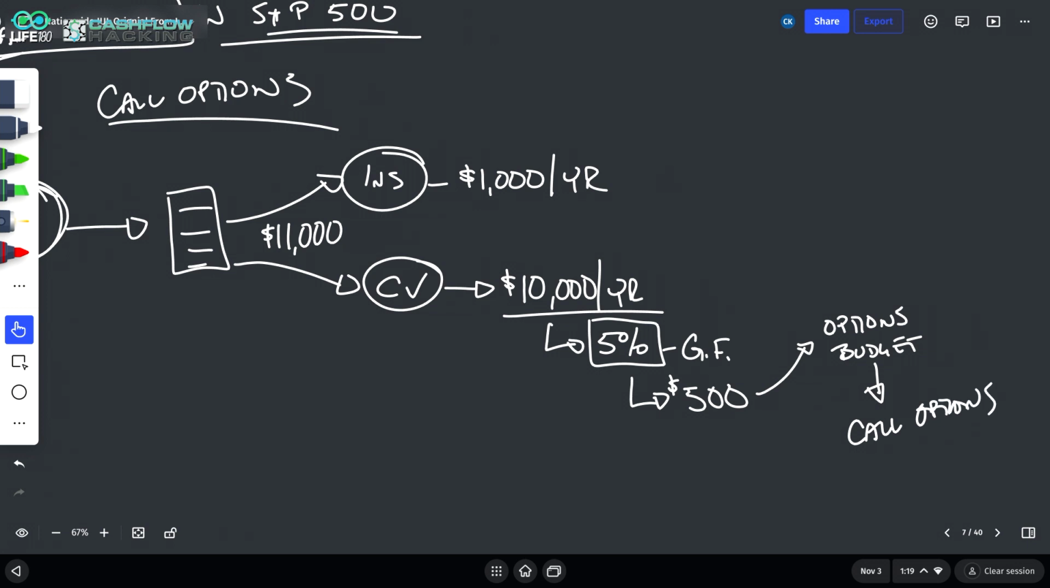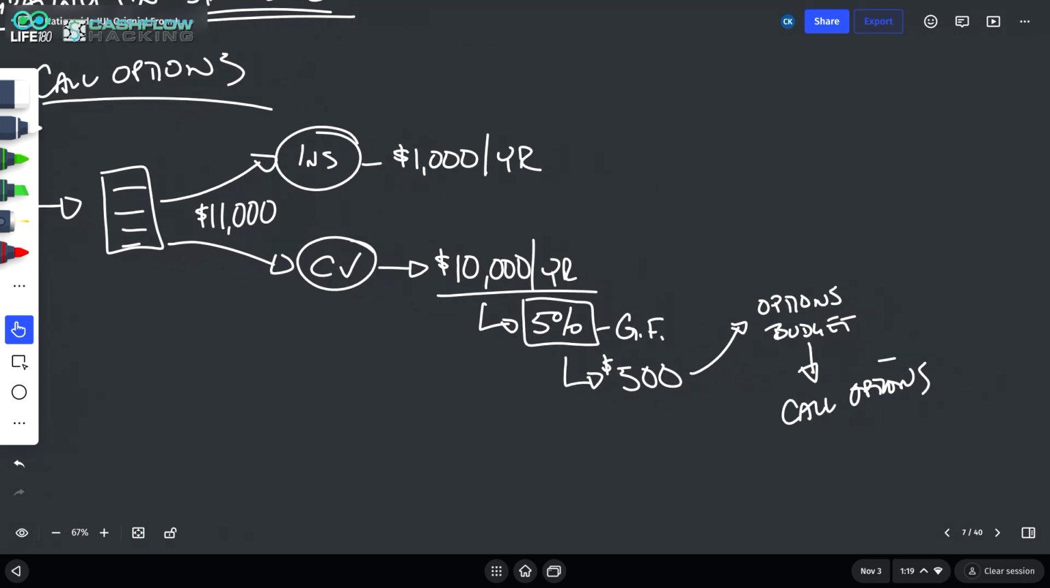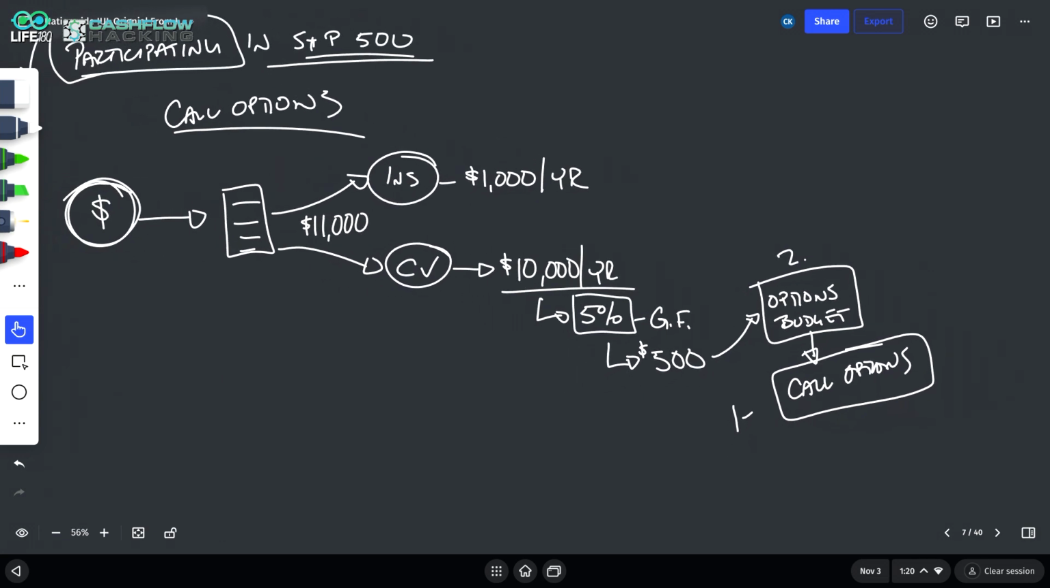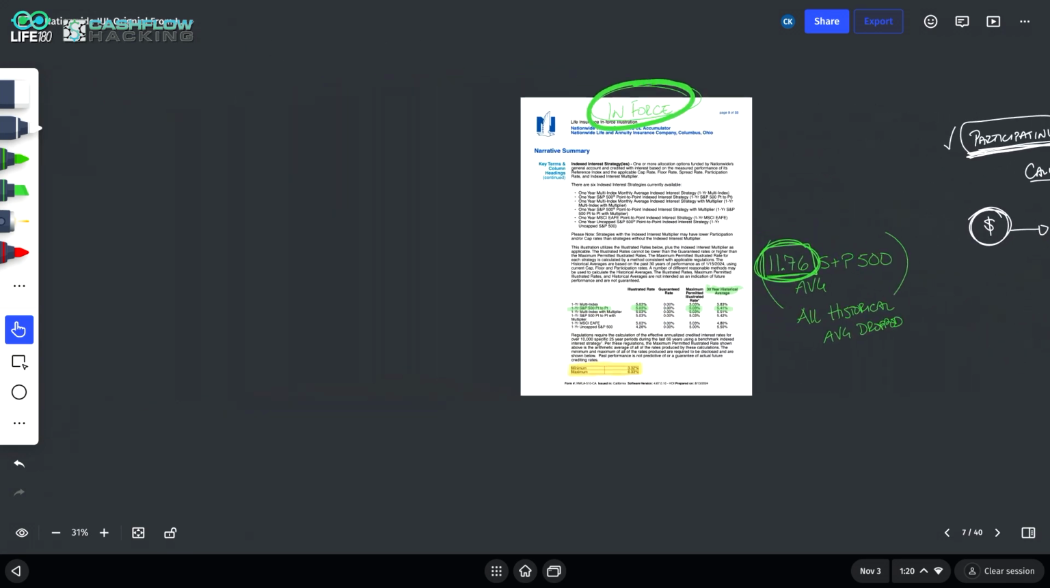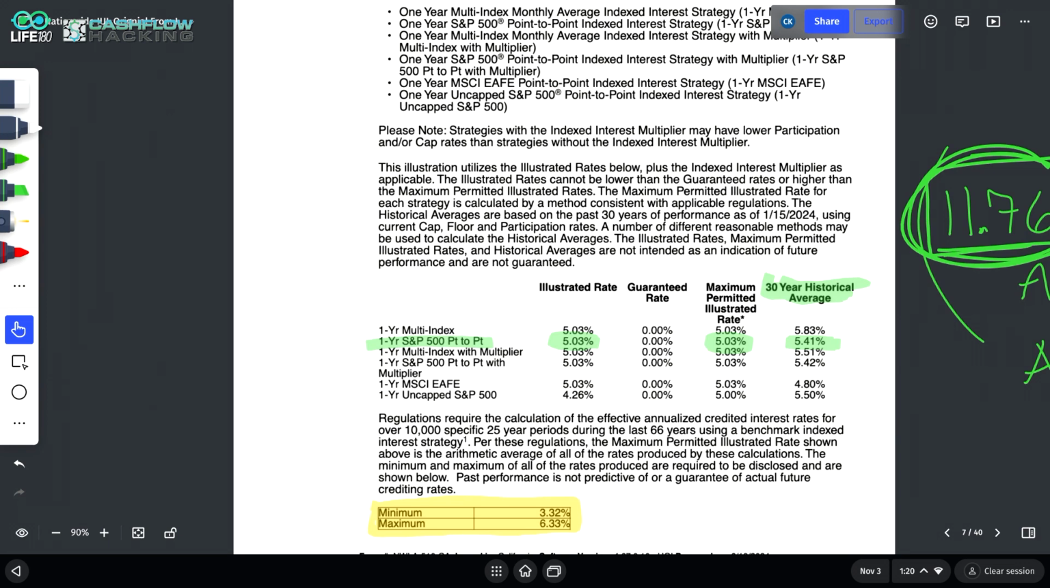When they buy call options, that's the variable that we're dealing with. We have to think about what is the cost, number one, of the call options, and two, what is our options budget. Our participation in the index and the performance of this policy has very little to do with, let me do this a different way, these numbers that you're seeing here, these assumptions, have nothing to do with the 30-year averages at the end of the day.